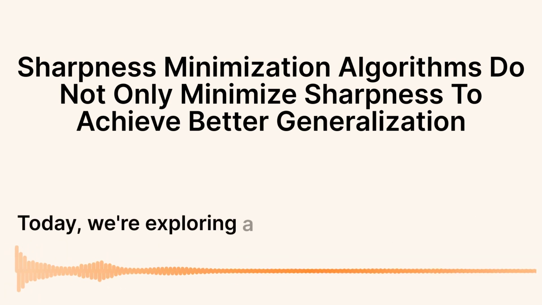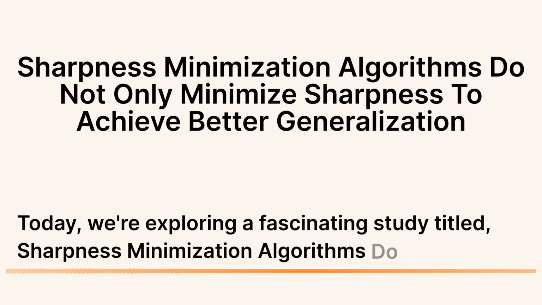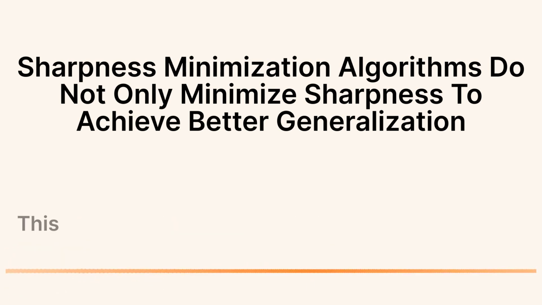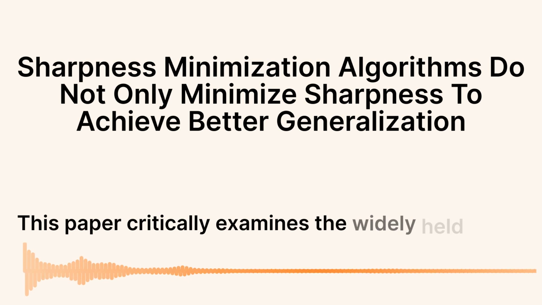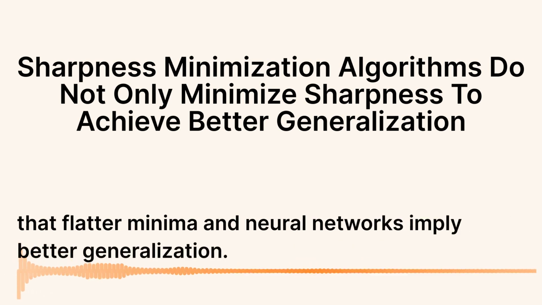Today, we're exploring a fascinating study titled Sharpness Minimization Algorithms Do Not Only Minimize Sharpness to Achieve Better Generalization. This paper critically examines the widely held belief that flatter minima in neural networks imply better generalization.